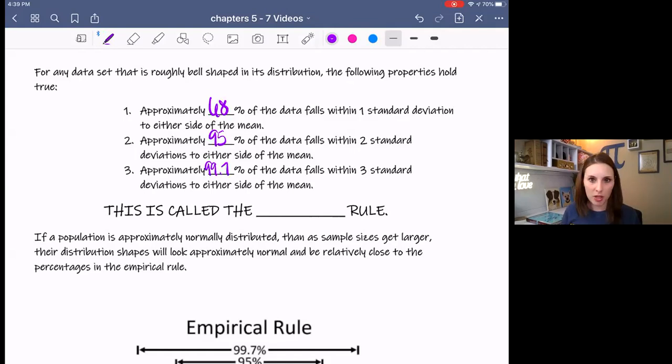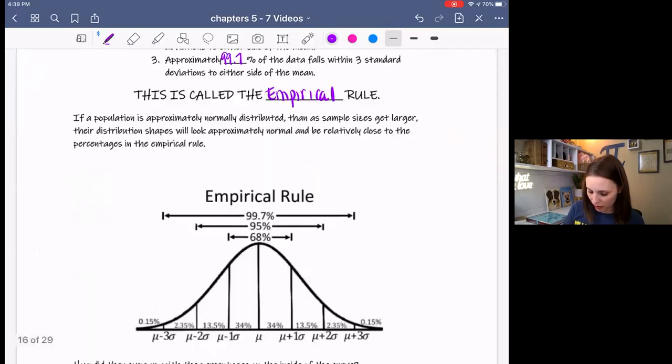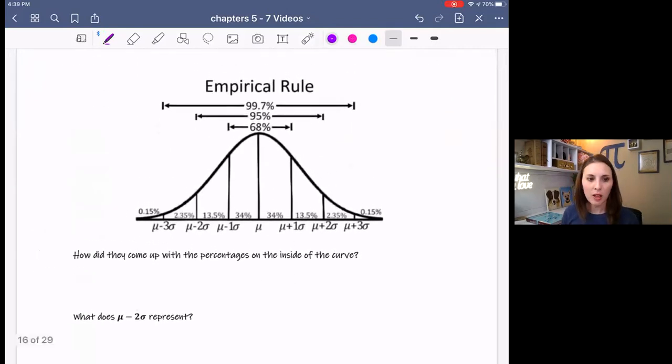I'm kind of rushing through that because we've already learned this. This is called the empirical rule, or the 68, 95, 99.7 rule. And here's kind of a sketch of that. So what I wanted to look at here was, when I taught this, I just gave you the numbers and I told you to memorize them, which is fine because it's what we had to do to get through that part of it. But now at this point, you can actually find those values on your own.